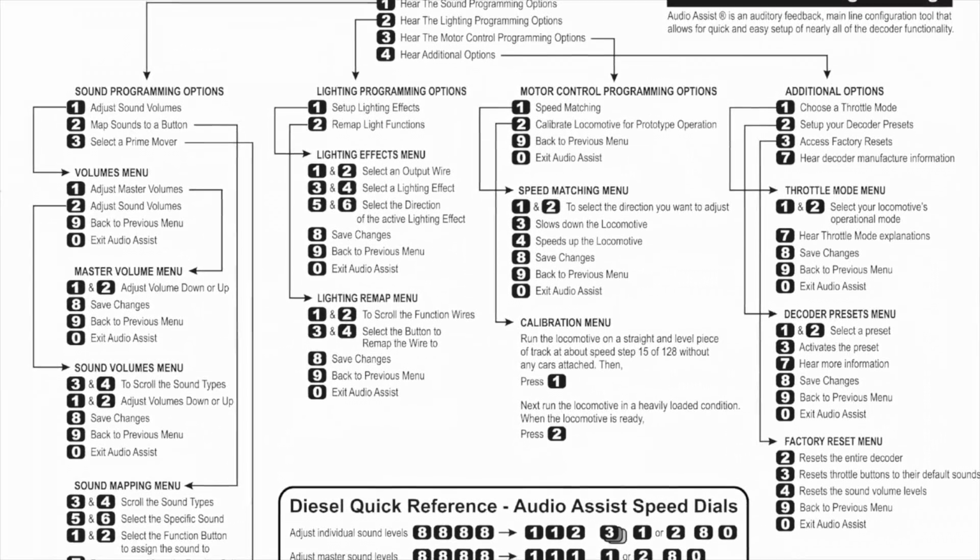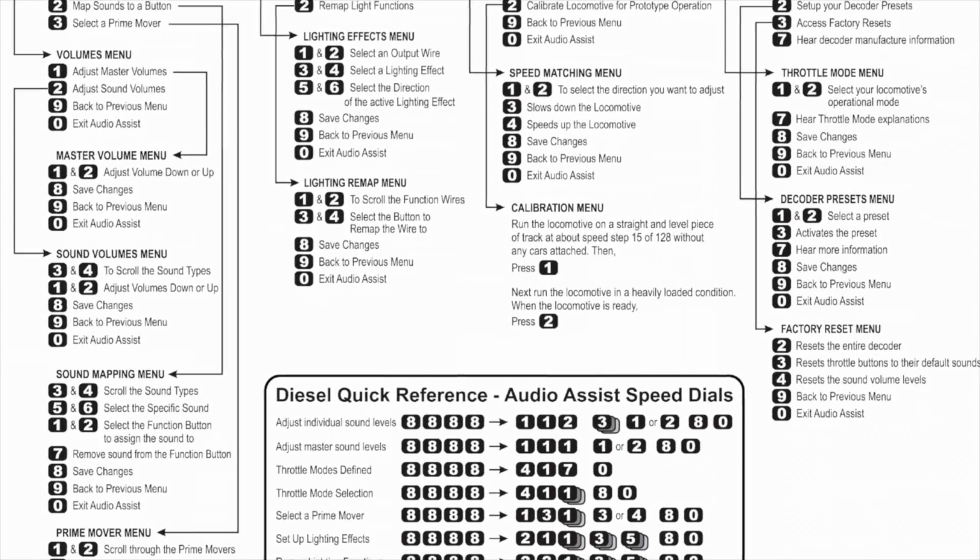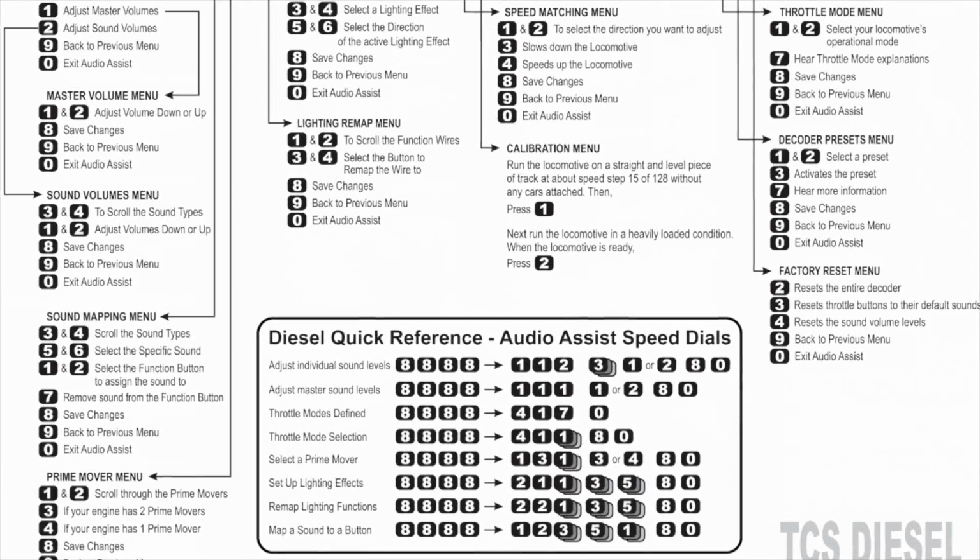If you want, you can consult your decoder literature's tree diagram and follow along with the program to perform your operations. The center pages of your WOW sound decoder literature depict the Audio Assist tree, and you can use this as a guide while you're using the program.